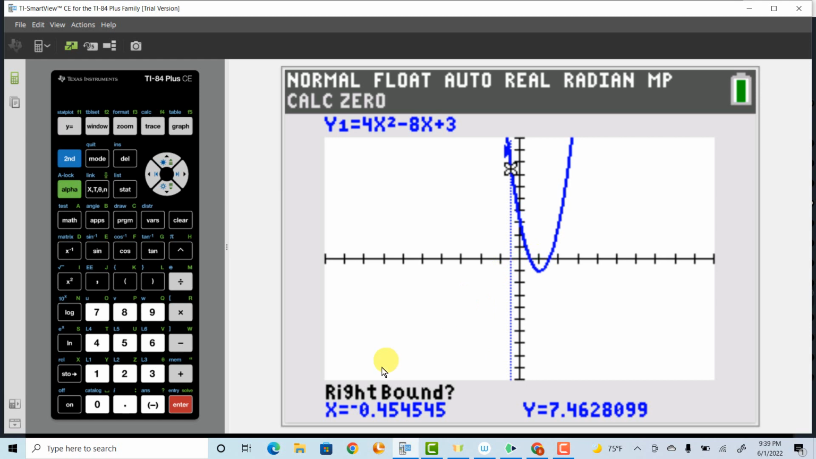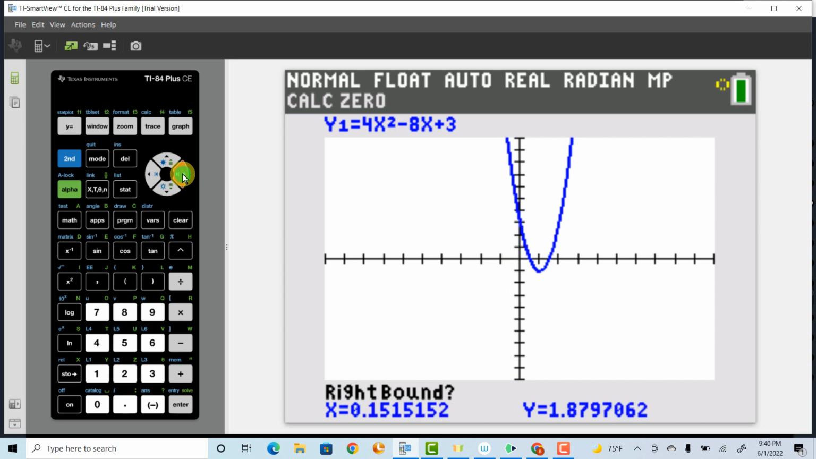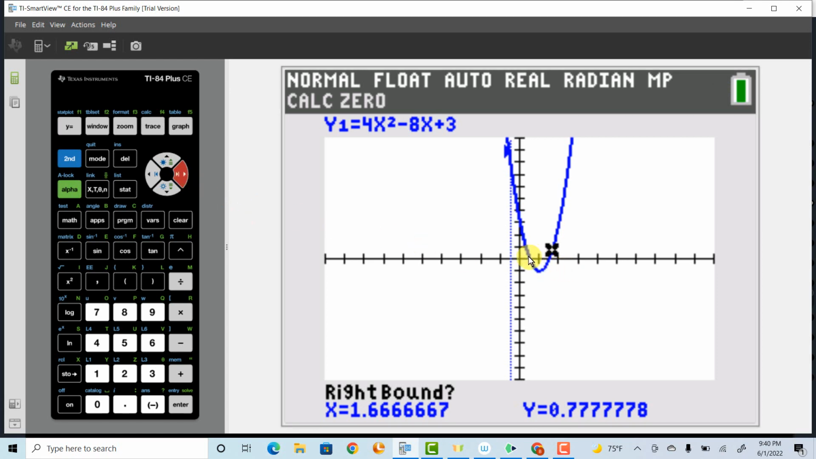Once I press enter, it changed, and now it says right bound. So now I'm going to use my right arrow over here, and I'm going to press it, and every time I press it, my cursor moves. I'm going to move it to the right of this point. It doesn't matter how far to the right, but I have to move it to the right. So I'm going to press enter. Okay, now I have this space in here that the calculator is looking at.